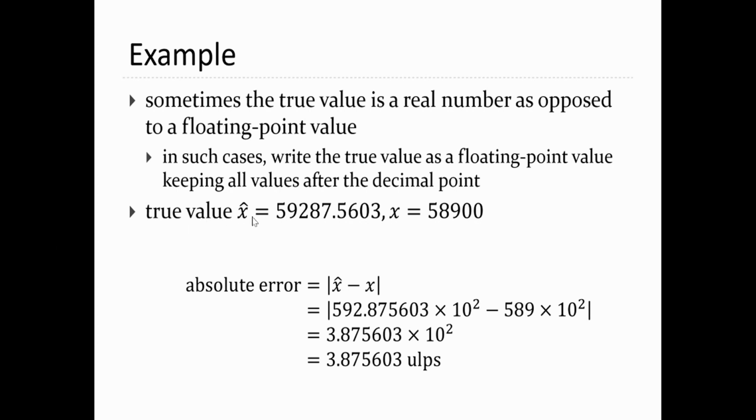So write down x hat in its floating point representation. That's 592 point something times 10 to the 2. Write down your second number, making sure you use the same exponent as x hat. So that's 589. Just subtract, and you get 3.875603 ULPs. So the trick is always write down the calculated value so that it has the same exponent as the true value.